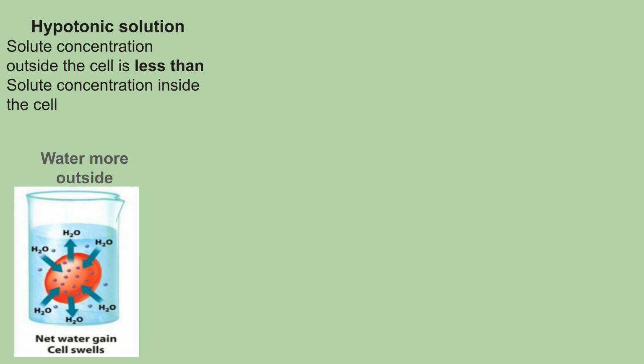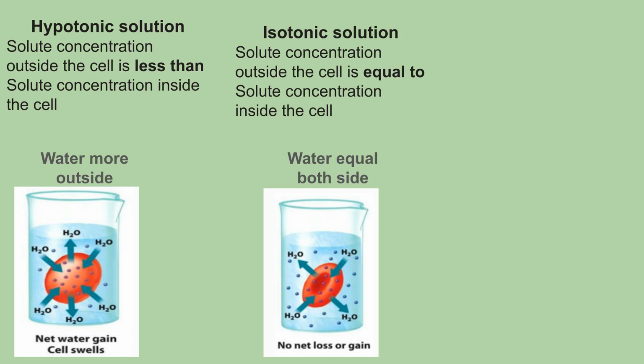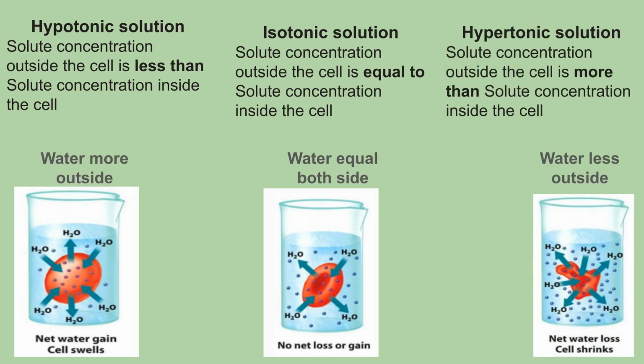This diagram illustrates how cells respond to different solute concentrations. In a hypotonic solution, the cell swells due to water gain. In an isotonic solution, there is no net water movement. In a hypertonic solution, the cell shrinks due to water loss.